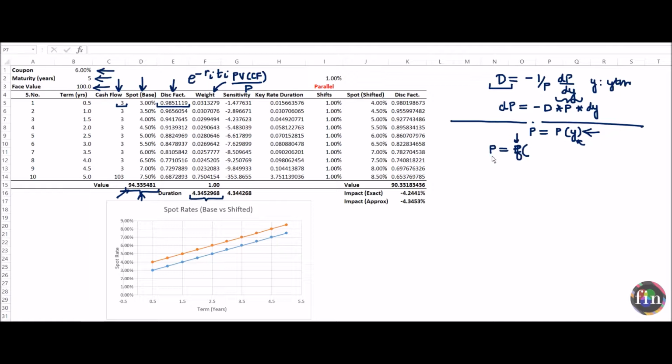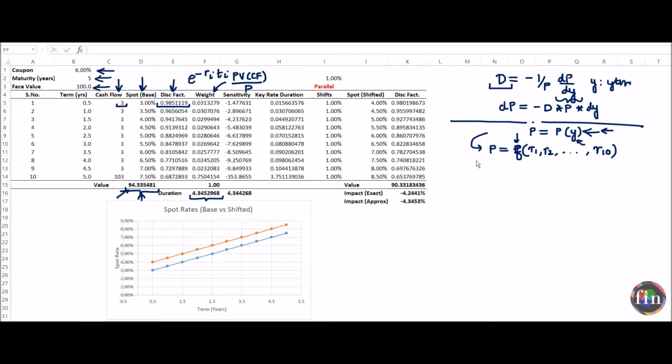So I have written the price as a function of 10 spot rates, given in column D: R1, R2, R3, all the way till R10. Let's write it down. So it will be price, which is a function of R1, R2, all the way till R10. That's the first change that I have done. It's a move from a single variable valuation, had I used the YTM, to a multivariable valuation where I am using 10 different spot rates to do my valuation.